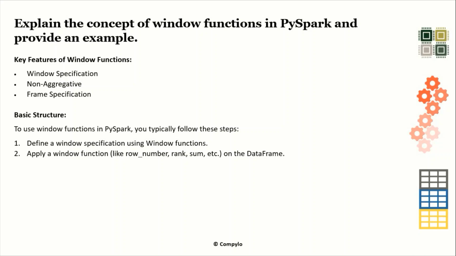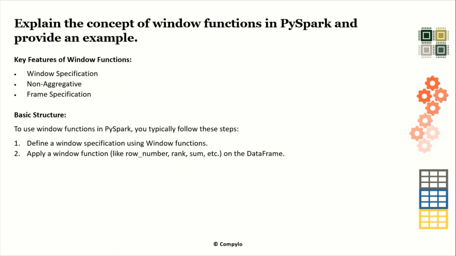The first one is window specification. Define the partitioning or grouping of the data and the order of the rows within those partitions. Next is non-aggregative. Unlike traditional aggregate functions, window functions do not collapse the result set. They return the same number of rows as the input. And third is frame specification. Specify a frame of rows, that is a subset of the partition, to perform calculations on, which can be dynamic.